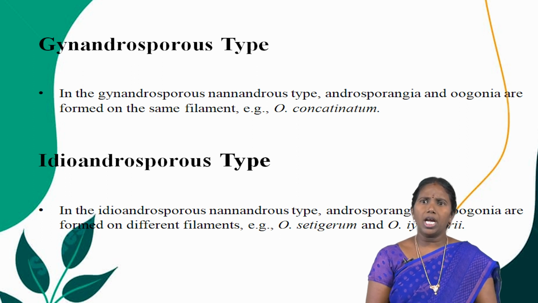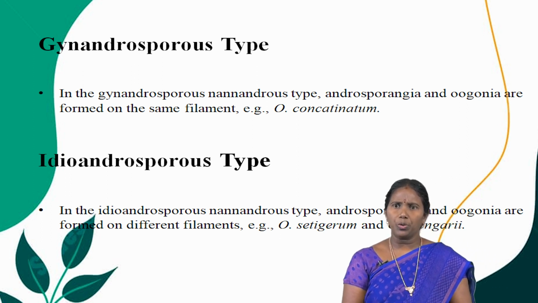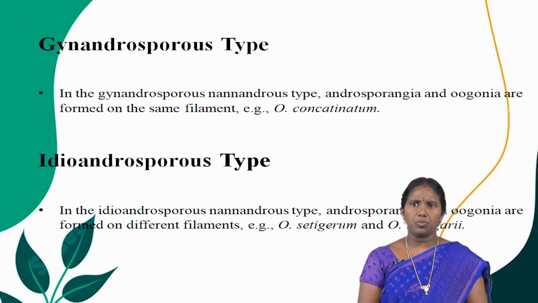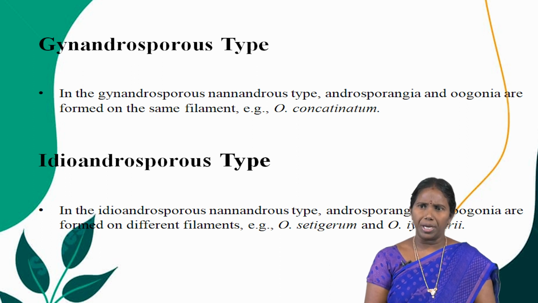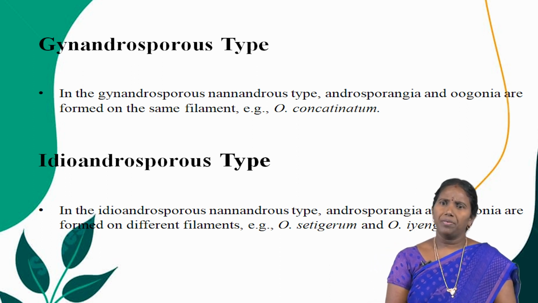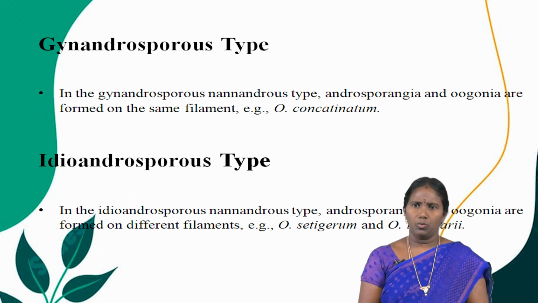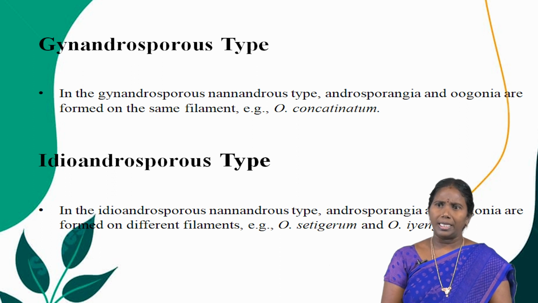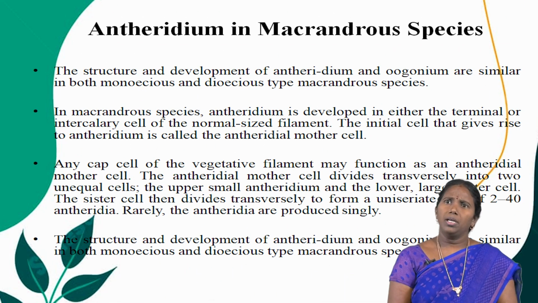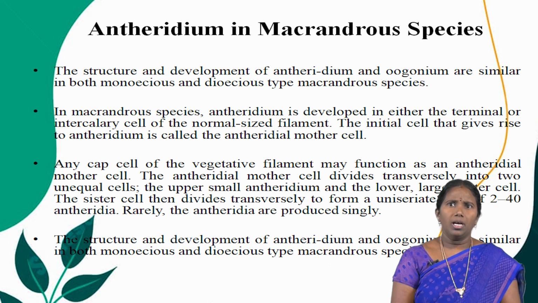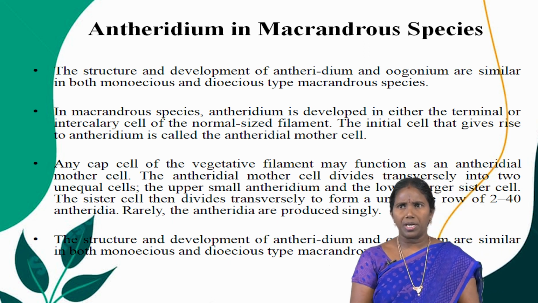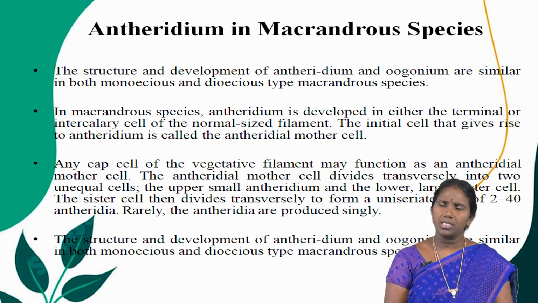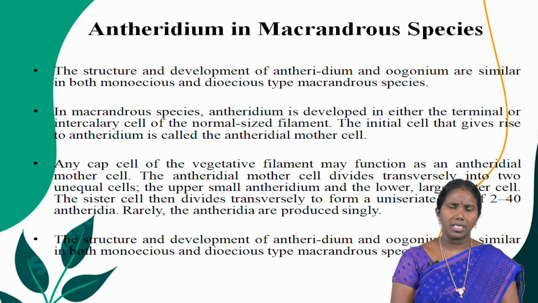concatenatum. Idioandrosporous type in Oedogonium: in the idioandrosporous, nannandrous types, the androsporangia and oogonia are formed on different filaments. For example, Oedogonium cryptoporum and Oedogonium iyengarii. Antheridium in Macrandrous species. The structure and development of antheridium and oogonium are similar in both monoecious and dioecious type Macrandrous species.